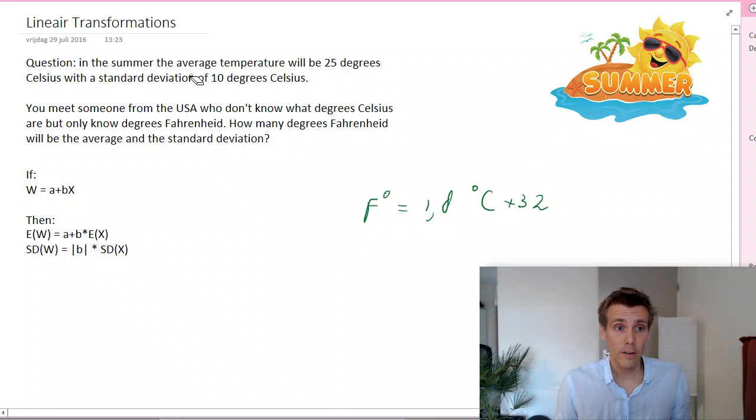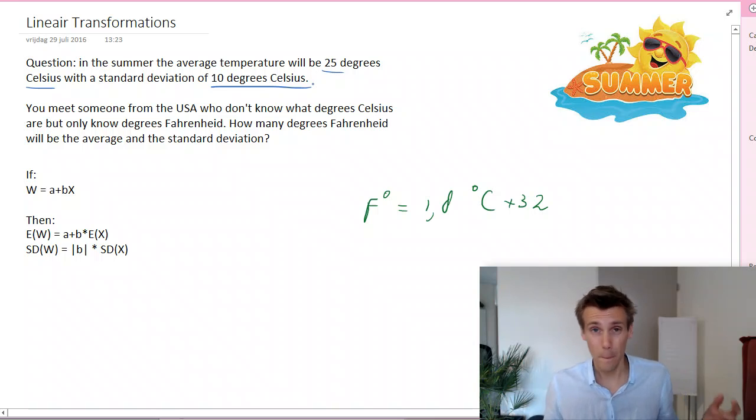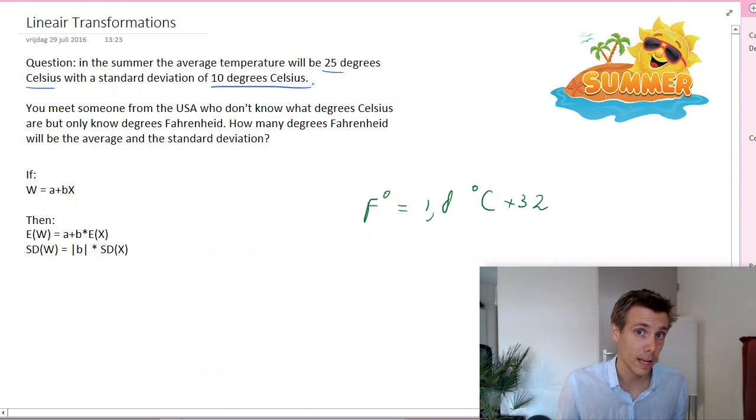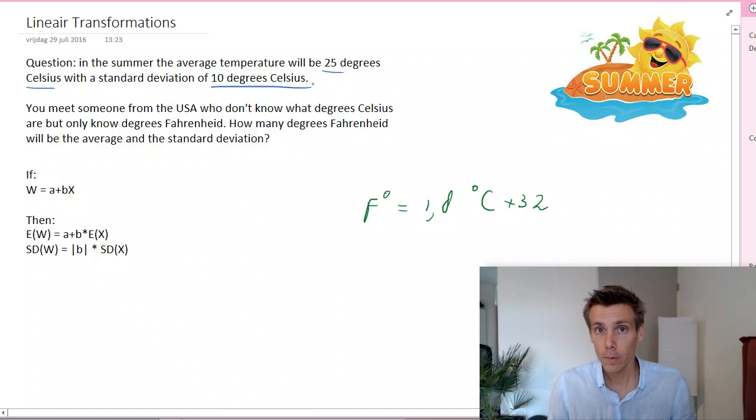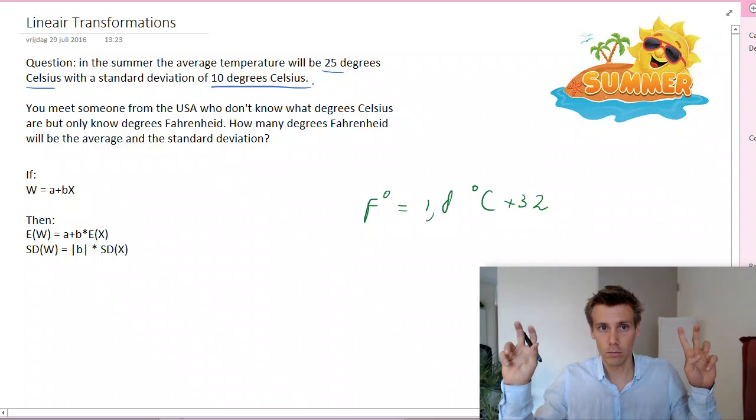Question: in the summer the average temperature will be 25 degrees Celsius with a standard deviation of 10 degrees Celsius. Maybe you're from a country where you use Celsius, maybe you're from a country where you use Fahrenheit. Now let's suppose you're from a country with Celsius and you explain the 25 degrees Celsius with a standard deviation of 10 degrees Celsius to someone from a country with Fahrenheit. That person will not understand when you talk in Celsius.